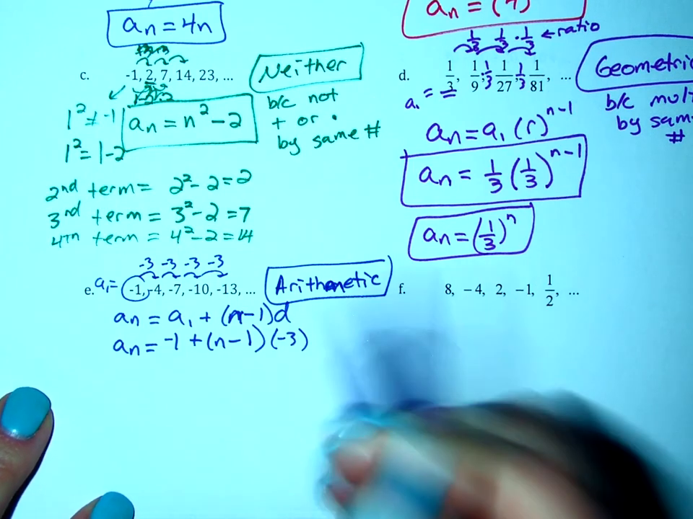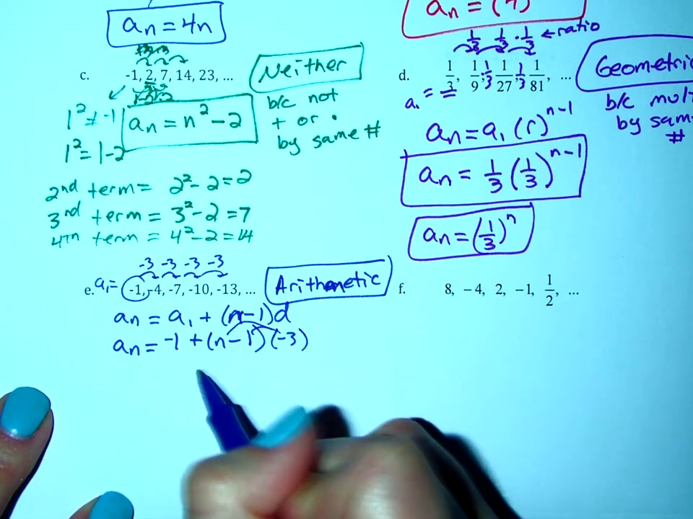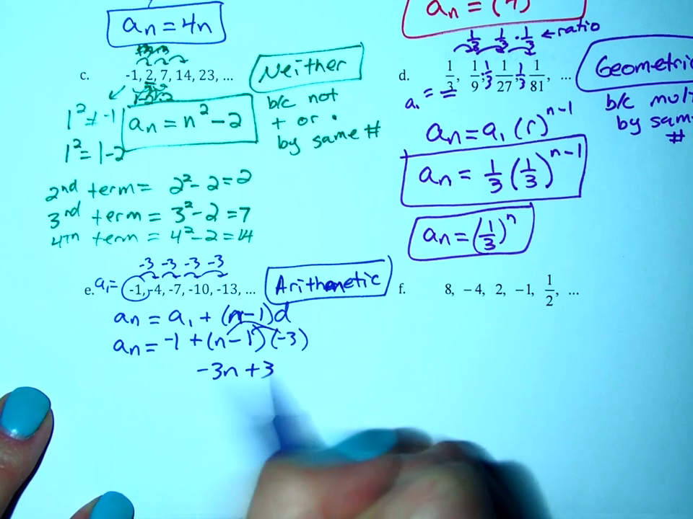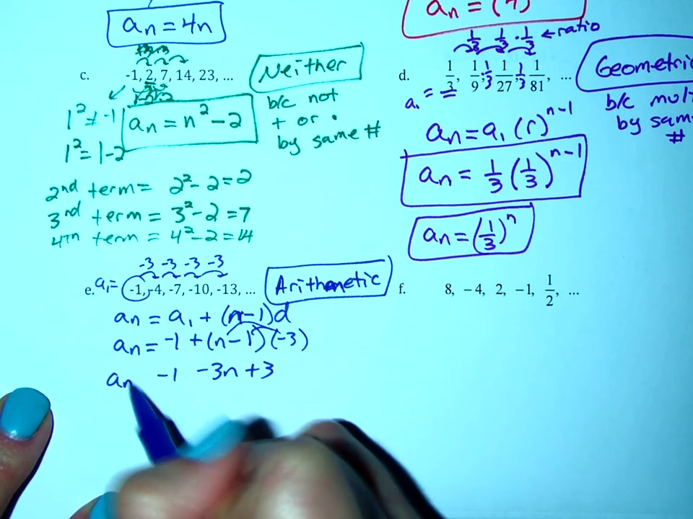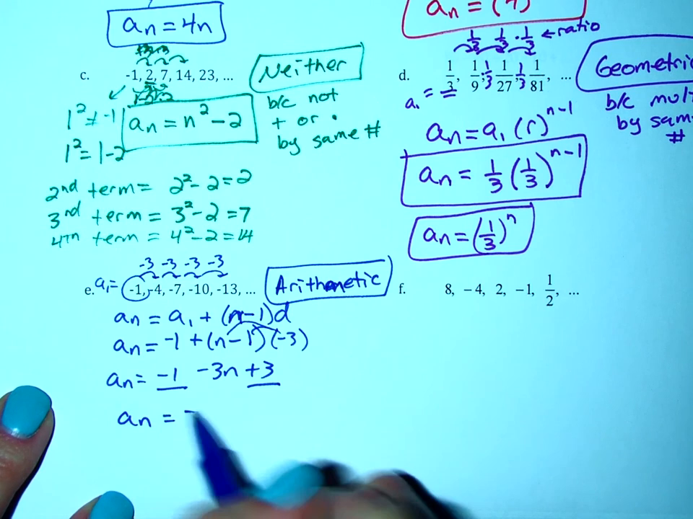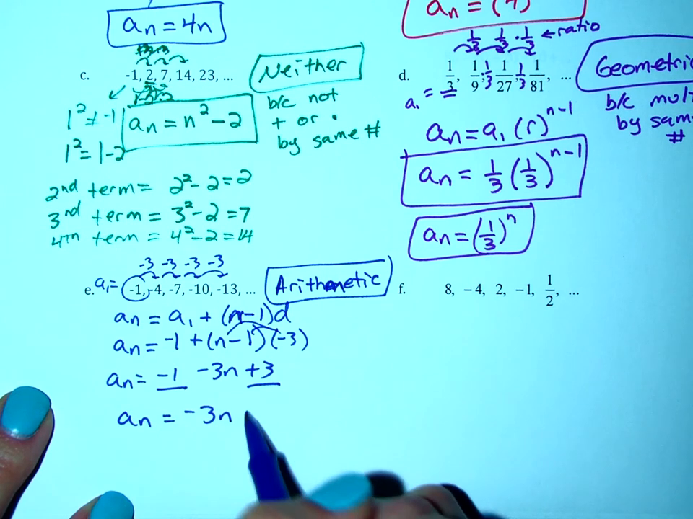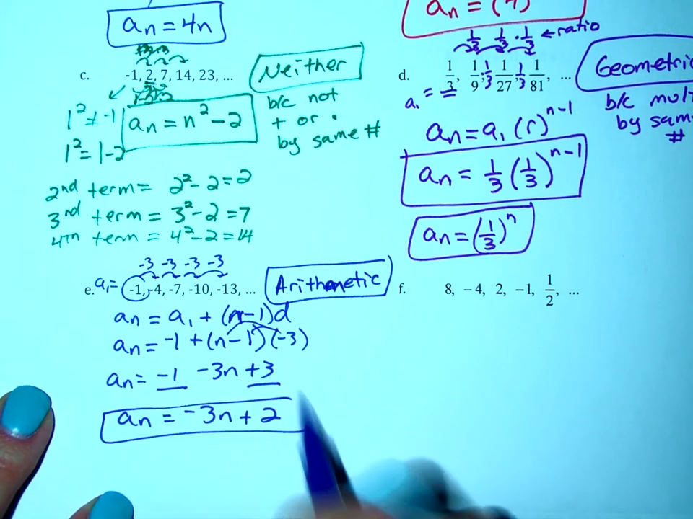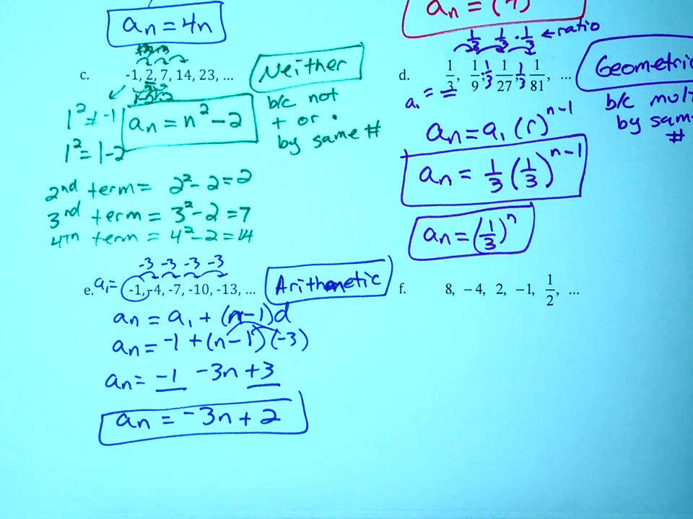All right, so we're going to go ahead and distribute that in to get negative 3n plus 3. Bring down my minus 1, my a sub n. Combine my like terms. So I'd get a sub n equals negative 3n plus 2. All right, last one.